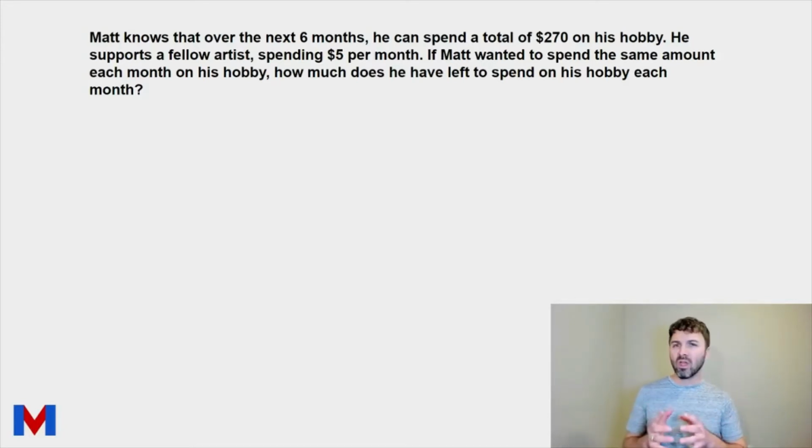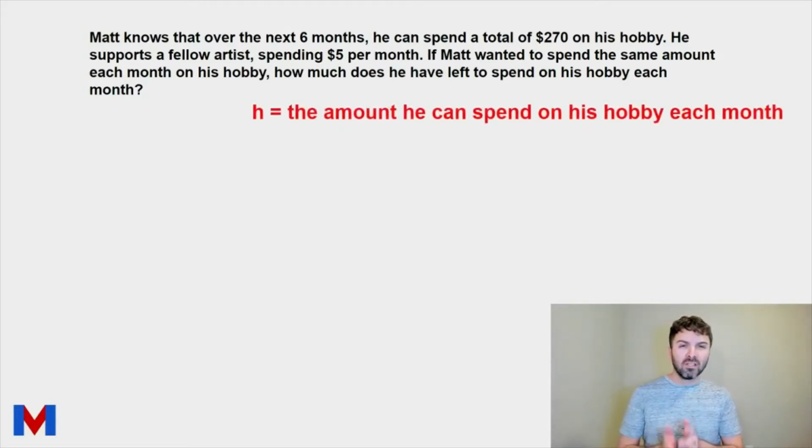Okay. Well, we know we're working with an equation, right? Because this whole video is about equations. All right, so we need a variable. I'll use H because the question is asking how much does he spend each month on his hobby? H for hobby, or I can use A for amount, D for dollars, M for months. It doesn't matter, it's up to you. But it all should mean the same thing. All the variables would represent the amount of money that he can spend on his hobby each month.